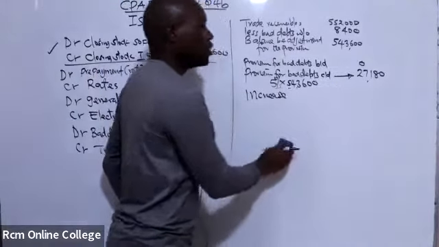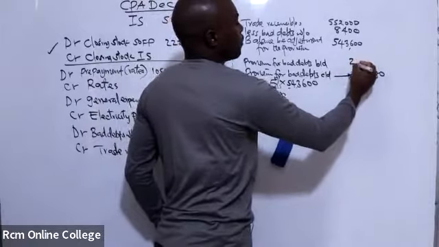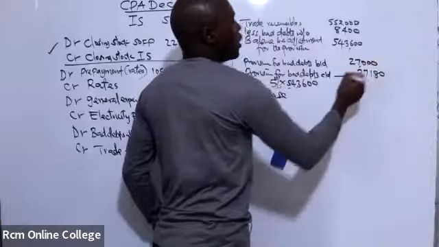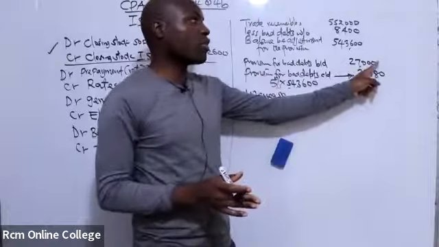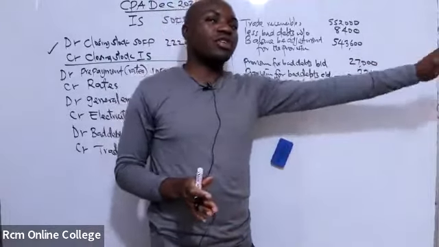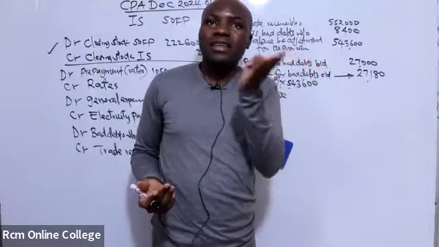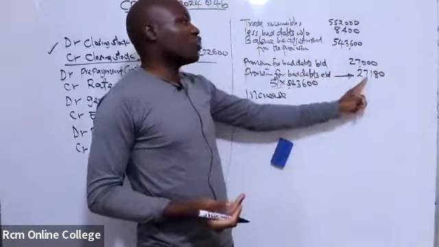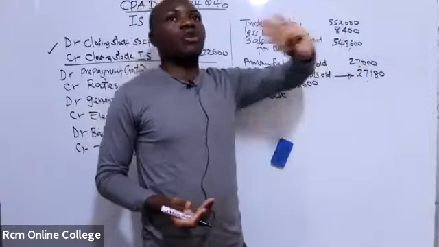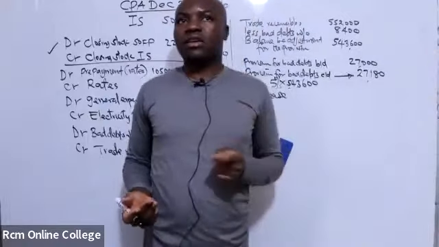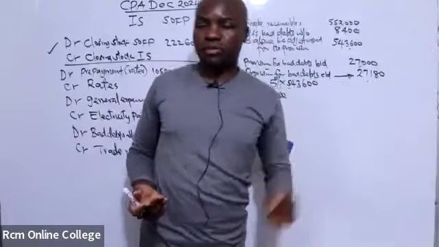Good. Then somebody is asking me an interesting question. I love that question. What if the company had a provision at the beginning of the year, let's say 27,000? So you were able to put aside 27,000, only to realize that the prices have slightly increased, so you now have 27,180. The question is, you already have 27,000 put aside, how much will you add? The extra amount you are adding represents additional expense.